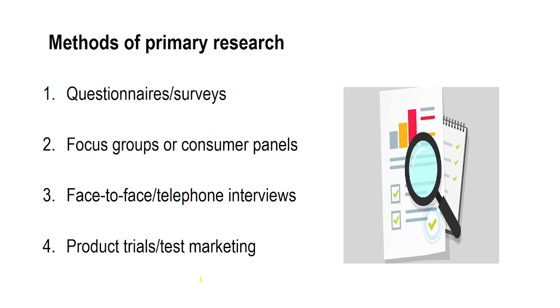There are different methods for primary research. First, questionnaires or surveys. Second, focus groups or consumer panels. Third, face-to-face or telephone interviews. And fourth, product trials or test marketing. Let's see together the explanation of each primary research method.